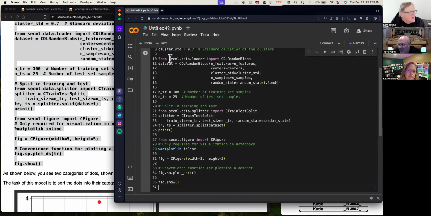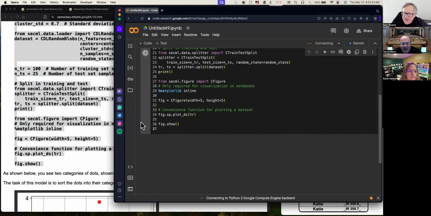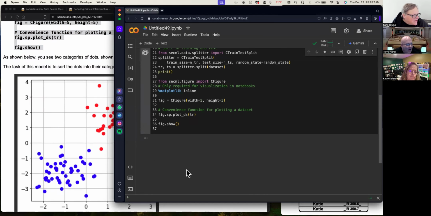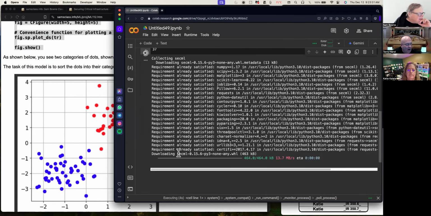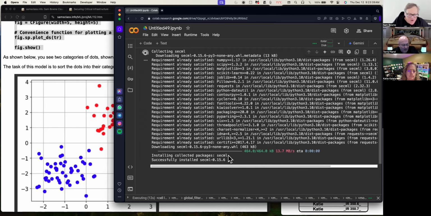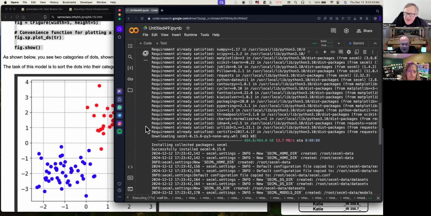All right. So this will make a fake bunch of dots that are just Gaussian split so we can practice separating them apart. It's going to make red and blue dots. Okay. Downloading some libraries. This is the SecML library, a machine learning library specifically for security, which we're going to use a lot of because it has attacks in it.